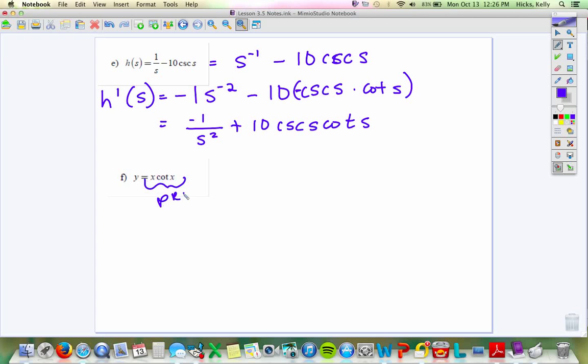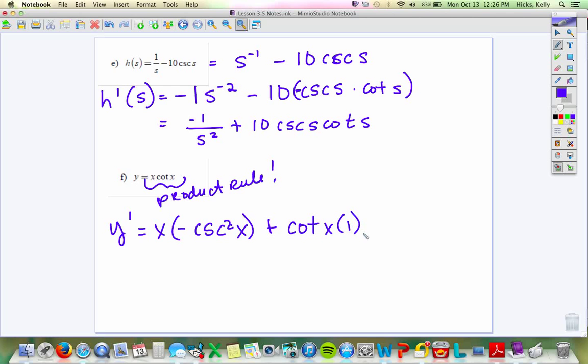Okay, last one. What kind of rule are we going to have to use on this one? x times cotangent x. This is a product rule. All right, so we get y prime equals the first one times the derivative of the second one plus the second one times the derivative of the first one. Rewrite it just a little bit, and we're done. Yay! I hope I did that in record time. You guys get started memorizing those things and let me know if you need anything from me.